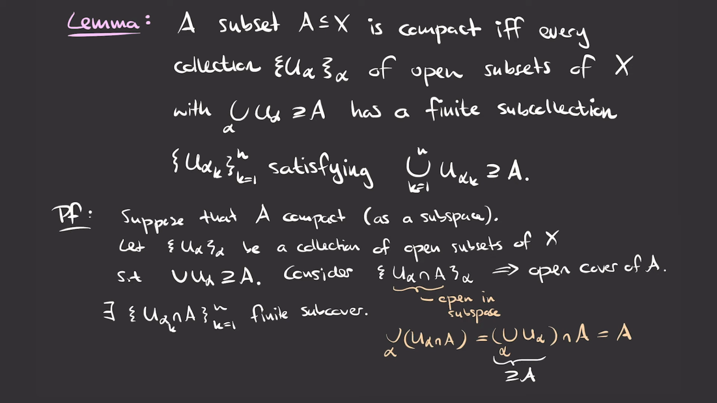And now we need to somehow extract out these U alpha k's here and show that they satisfy this last condition in the lemma. So we consider the collection of these U alpha k, which we obtained by getting the finite subcover of this original intersected open cover of the space A. So this collection here is exactly of the form we need, and the only thing we need to check is that the union over all these U alpha k contains A. And well, this follows from the fact that this thing here is a subcover, so it still covers A.